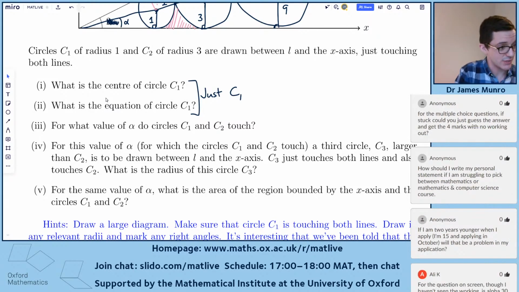If stuck on a multiple choice question, here's someone with a sneaky idea in chat. If you're stuck, could you just guess the answer and get 4 marks with no working out? Yes. You could do that.